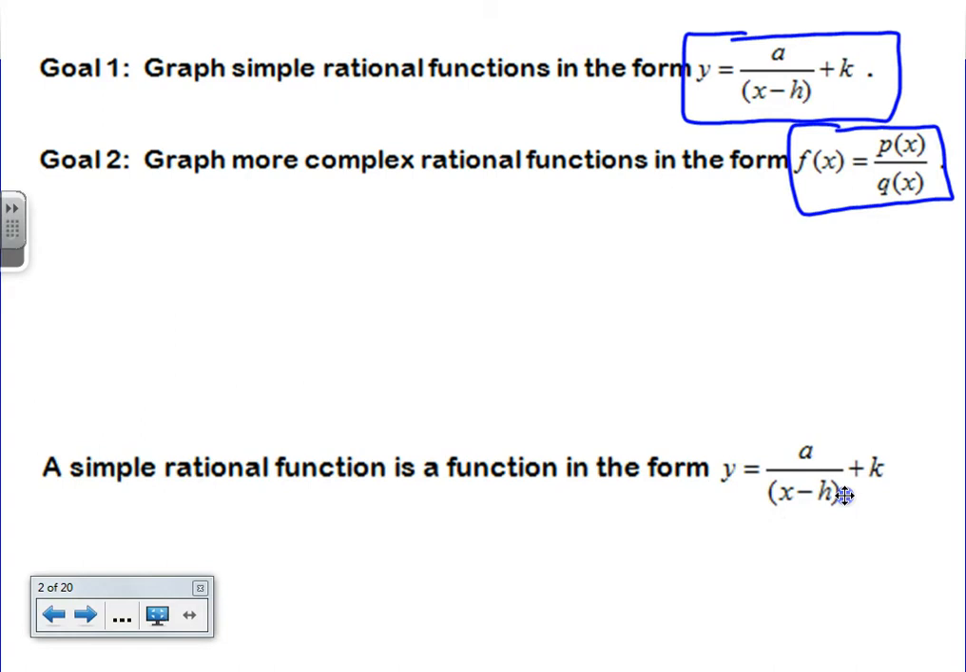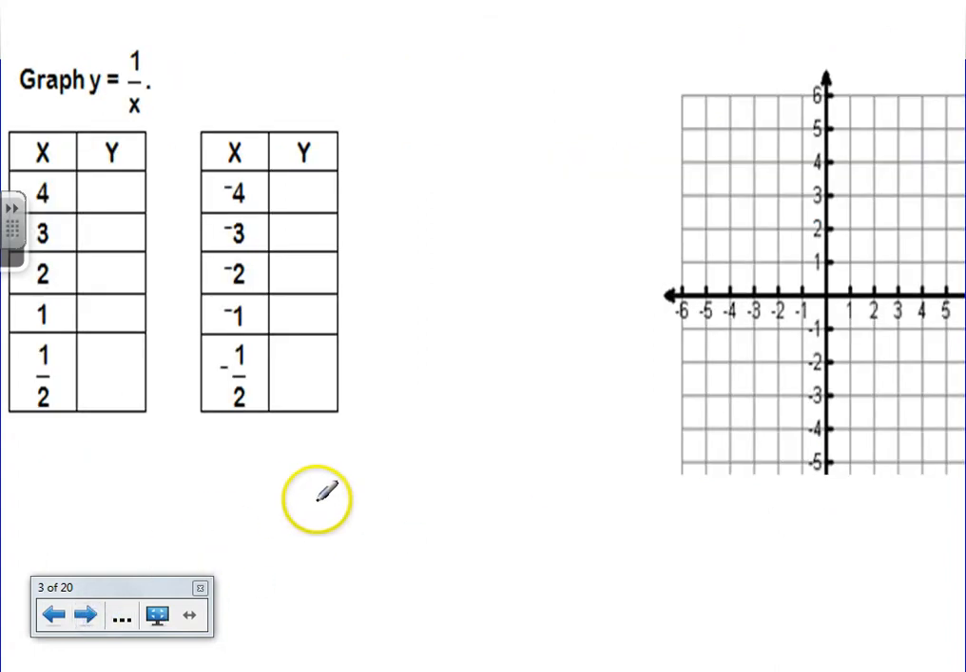Now you might recognize some similarities between some other functions that we've learned about, and that has to do with the h and the k. Remember, h was the horizontal shift, and it always does the opposite of what you think because this negative is part of the formula. K is going to be our vertical shift, and we'll see what that does to a rational function in just 1 second.